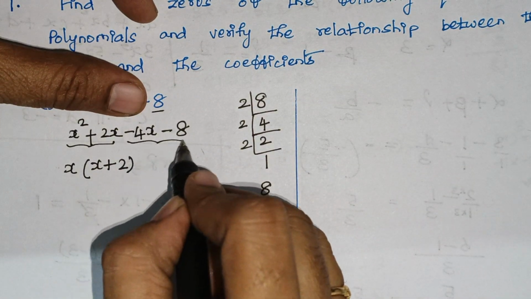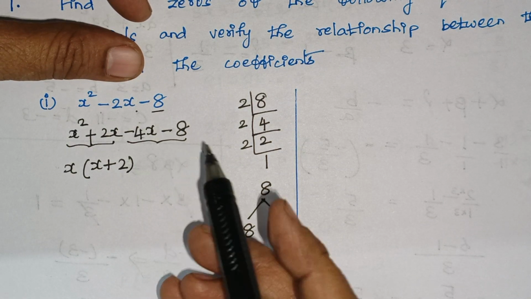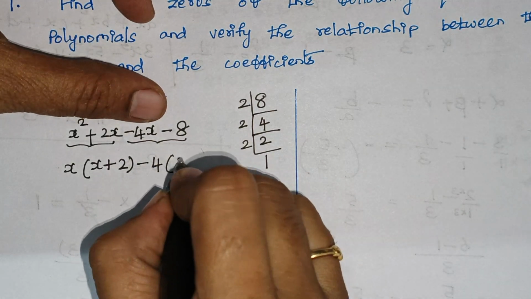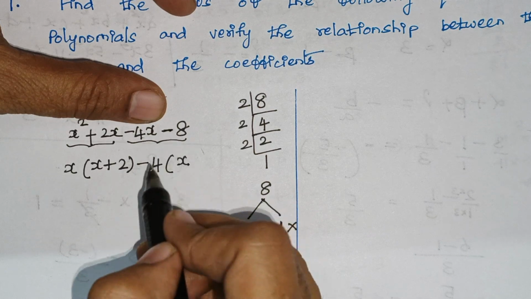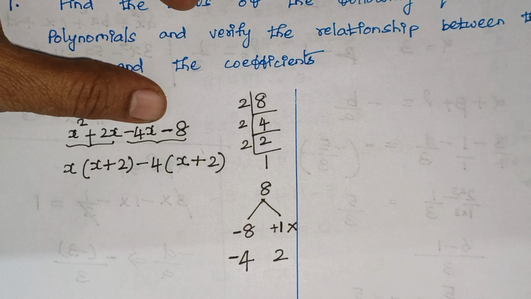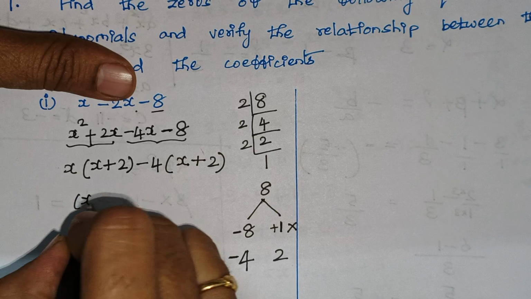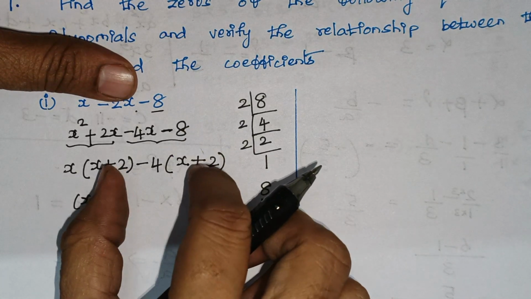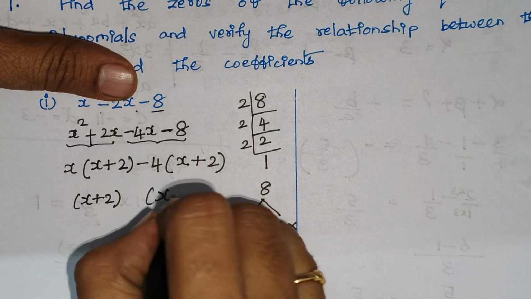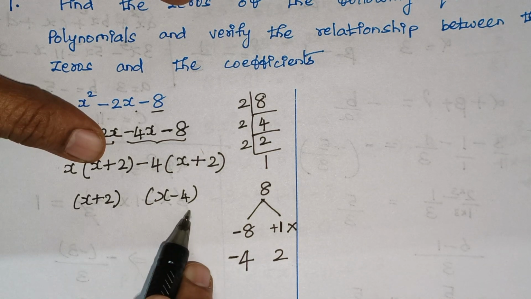So when you consider these two terms, here you can take 4 commonly outside, right? Because 8 is divisible by 4. So here when you take minus 4 outside, you will be having x. As I had taken minus outside, this becomes plus. And again 4 2s are 8. So we will be having minus 4 into x plus 2, right? So now when you take this x plus 2 commonly outside, the remaining terms will be x minus 4. x minus 4, right?